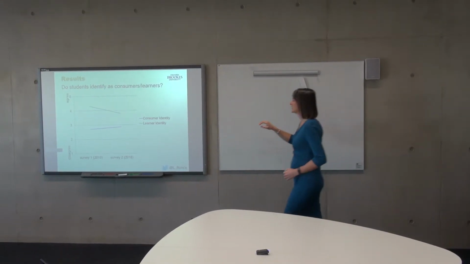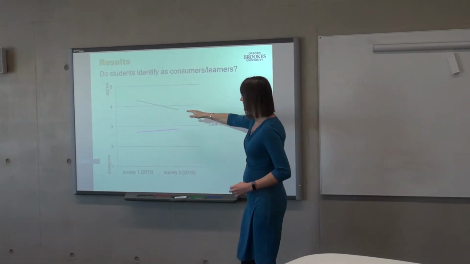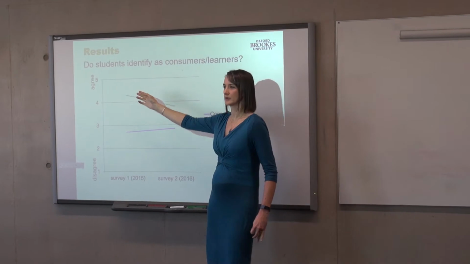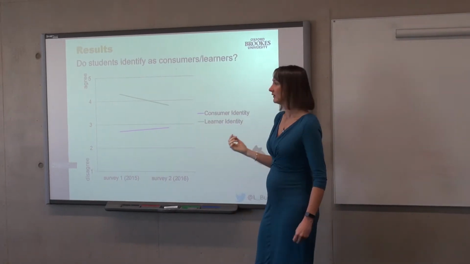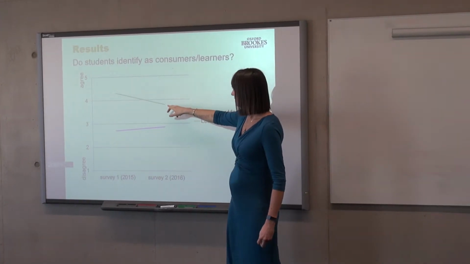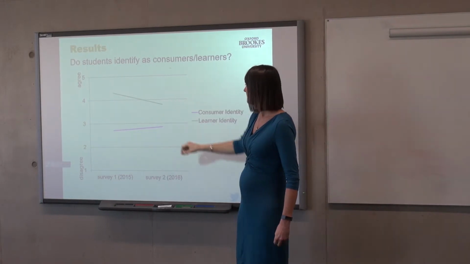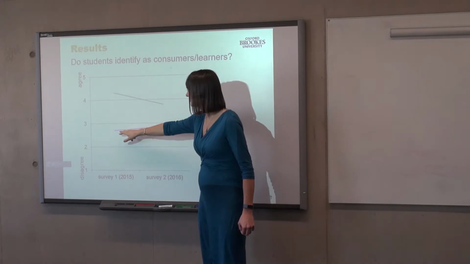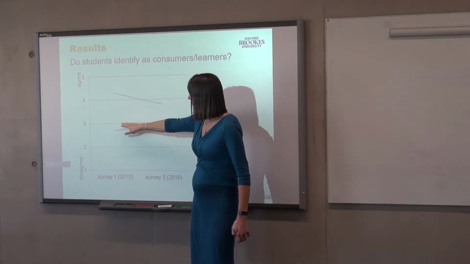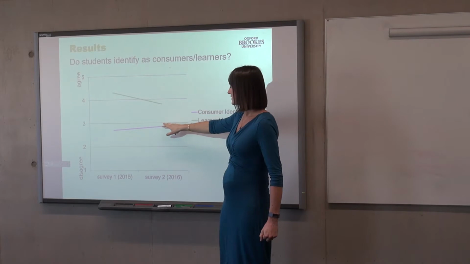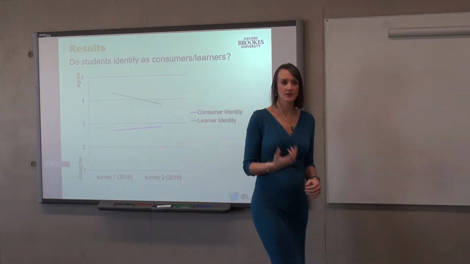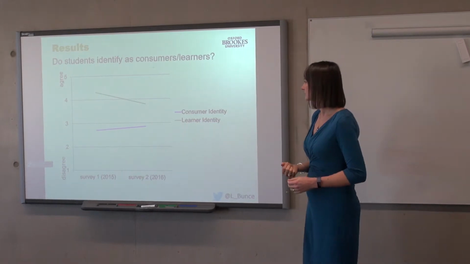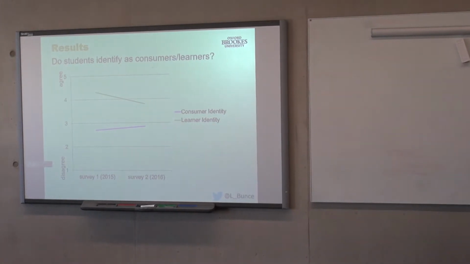Learner identity, the green line here. In the first survey, students were generally agreeing or strongly agreeing that they identified as learners of their education. This dropped slightly in the second survey we did. And in terms of the consumer identity, actually they were generally disagreeing, but fairly towards the neutral line. So they weren't accepting a consumer identity, but they weren't wholeheartedly rejecting it either, which is interesting.